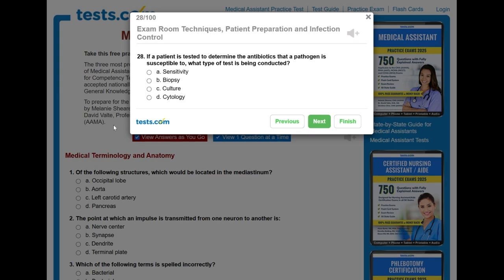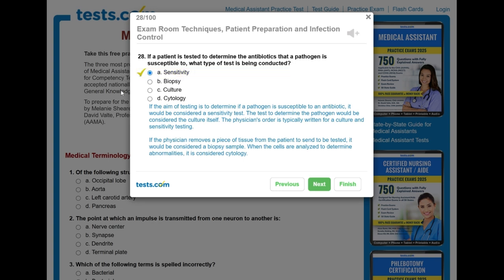Question 28. If a patient is tested to determine the antibiotics that a pathogen is susceptible to, what type of test is being conducted? A. Sensitivity. B. Biopsy. C. Culture. D. Cytology.